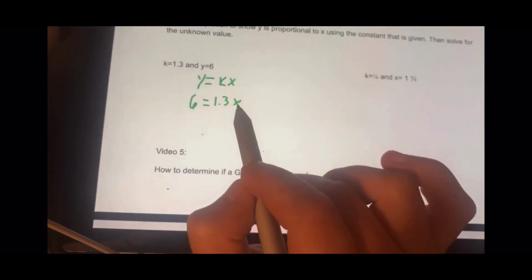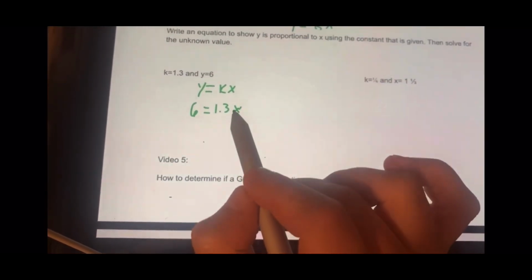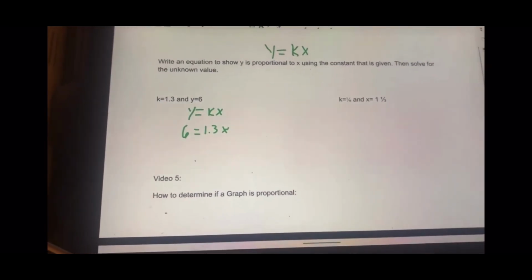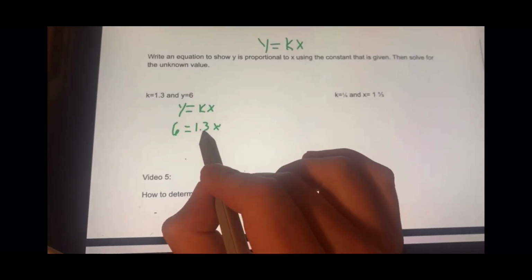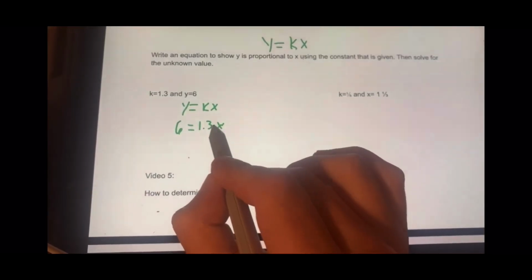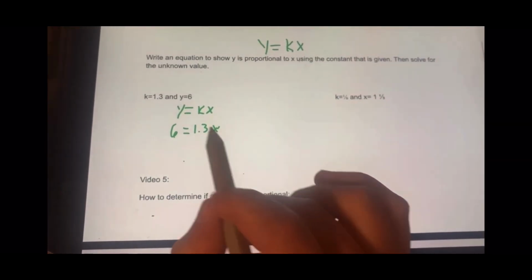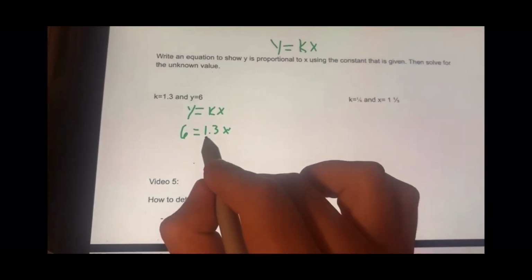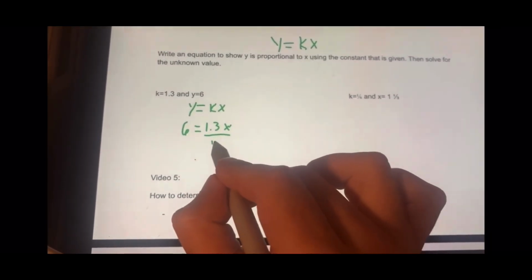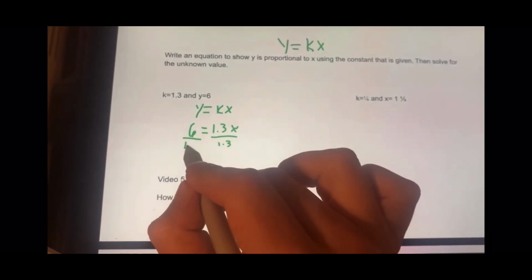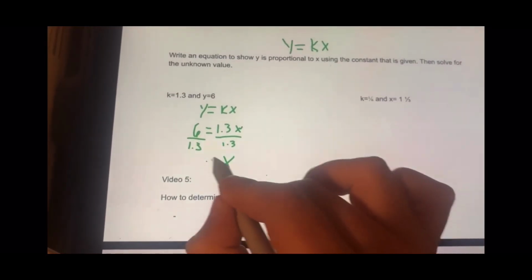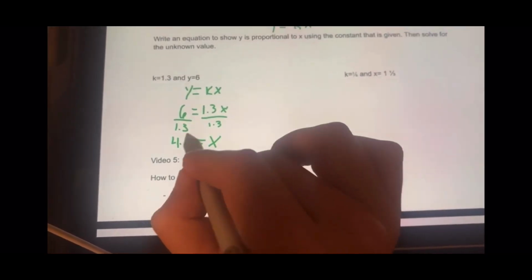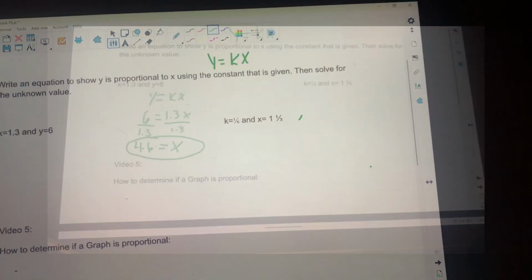Now, to solve this, I have to get the variable by itself. So I got to get the letter by itself. To do that, I do the opposite of what was happening. So right now this says 1.3 times x because multiplication is an invisible operation. So multiplication is happening. So I'm just going to do the opposite of multiplication, which is division. And I have to do that to both sides. So divide by 1.3, divide by 1.3. That gets me x equals 4.6. And that's your answer there.